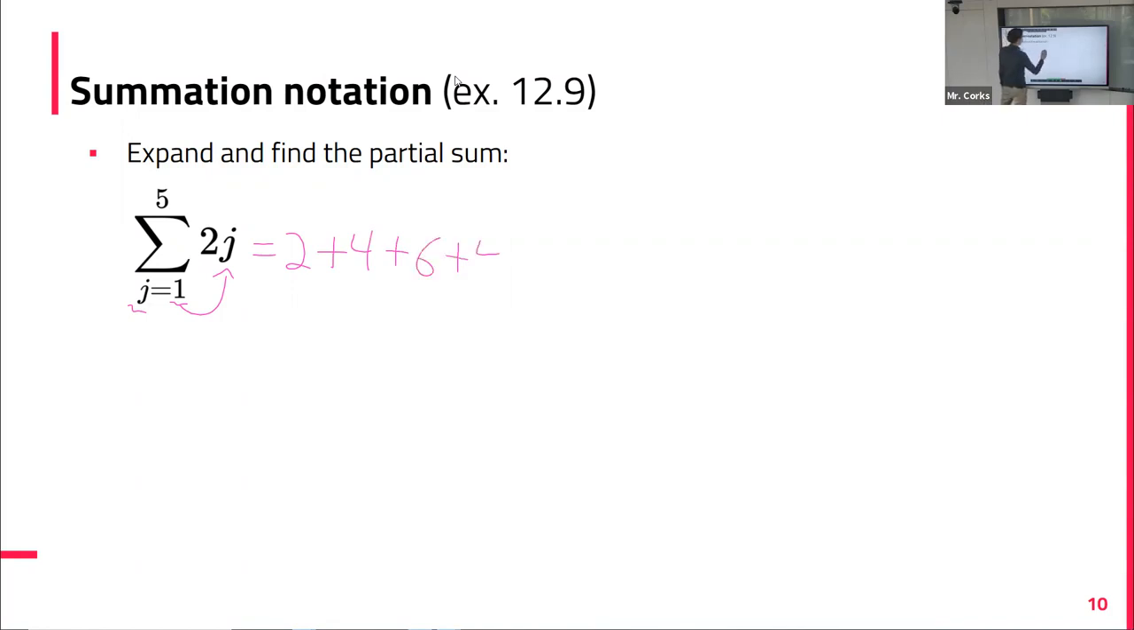And then 4. How far do we go? 10, because that's when our index hits 5, and it says that's when we stop. All right, that's pretty easy to add up. 30. Okay, so that's all we have to do.